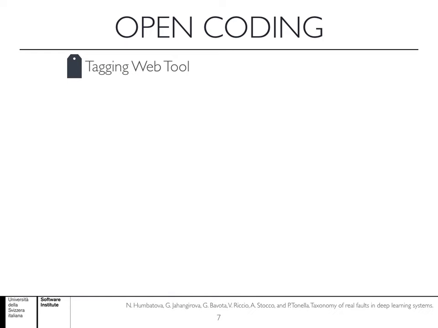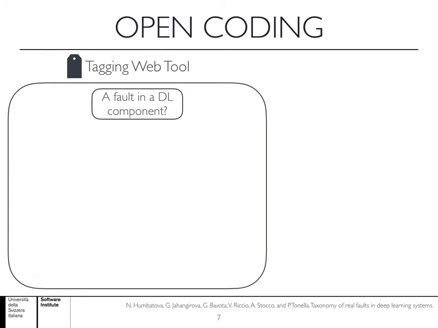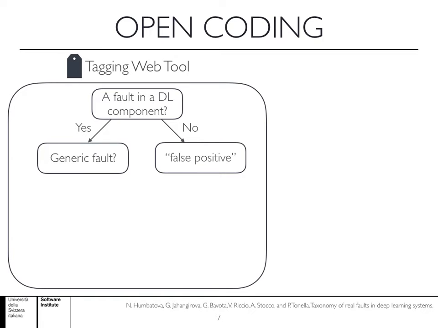The labeling process was supported by a web application that we developed specifically to classify the faults and to solve the conflicts. During the labeling, we followed a specific procedure for handling special and corner cases. We first checked if a fault is in a DL component itself. If the fault happened in the framework, we marked such issues as false positive. If the fault has happened in a DL component, we then checked whether this fault is a rather generic programming fault. If yes, these issues were marked as generic.